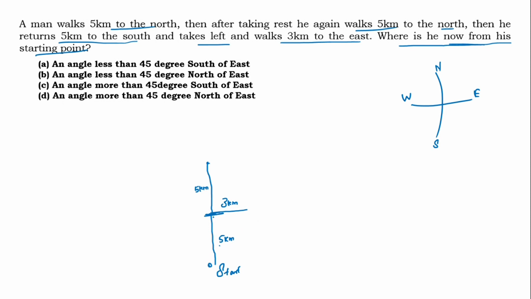So if he is in the 5th kilometer, he will be directly in the 45 degree. But he is in the 3rd kilometer. So he is more than 45 degree to the north of east. More than 45 degree to the north of east. Right? This is the right answer.